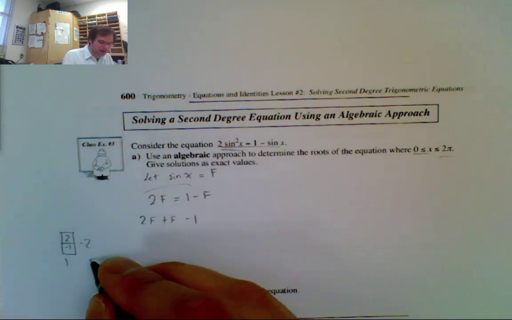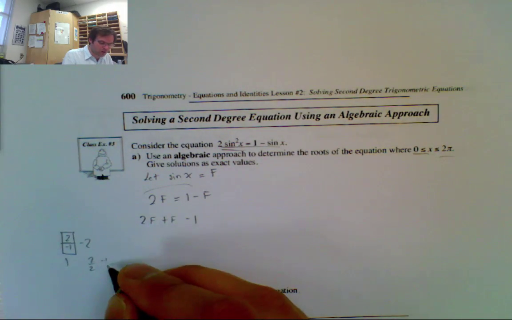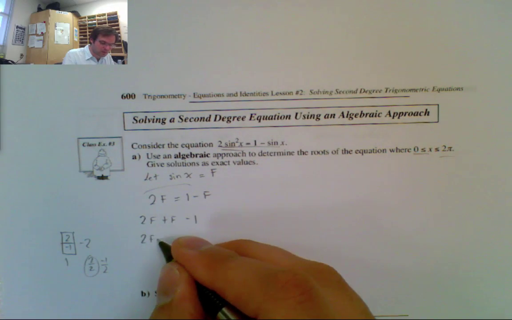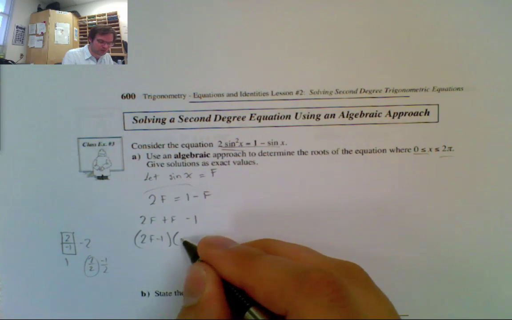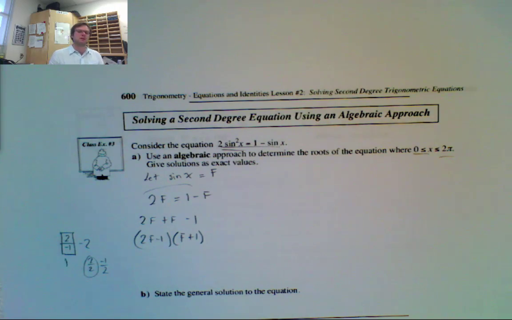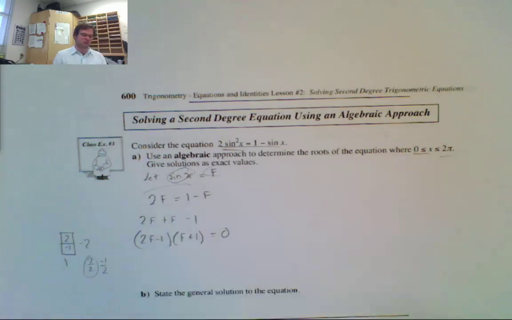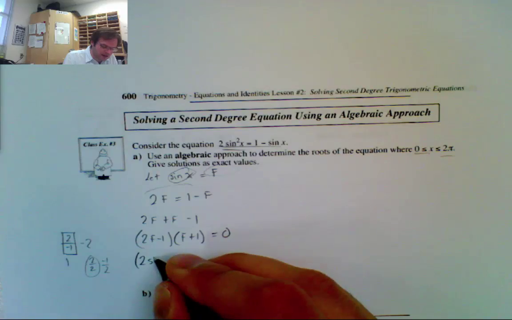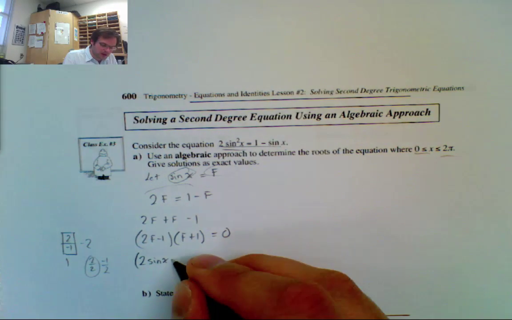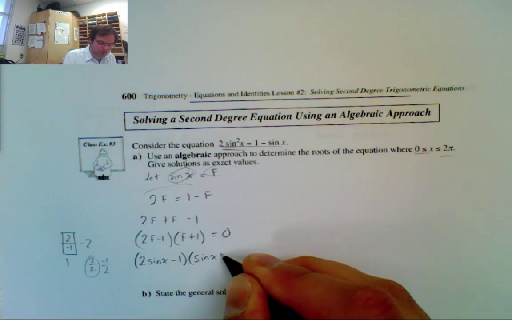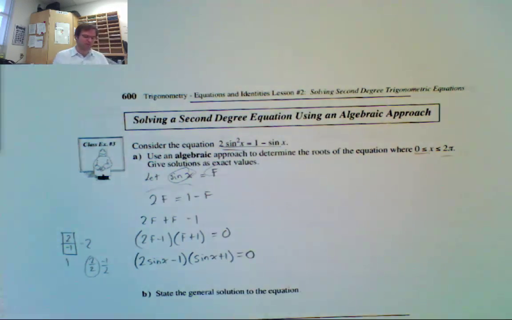Then I look at that, that's 2 over 2, and negative 1 over 2. 2 over 2 is the same as 1. So I have 2f minus 1 for one, and the other one is going to be f plus 1, for my solutions. Okay? And these are equal to 0. But now, we said sine of x is equal to f. So right here, we have 2 sine x minus 1, and we have sine x plus 1 is equal to 0. Alright?